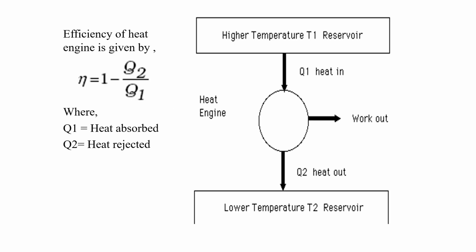Efficiency of a heat engine is given by eta is equal to 1 minus Q2 divided by Q1, where Q1 is heat absorbed and Q2 is heat rejected.